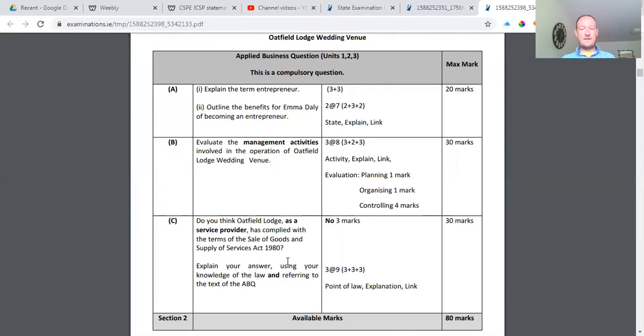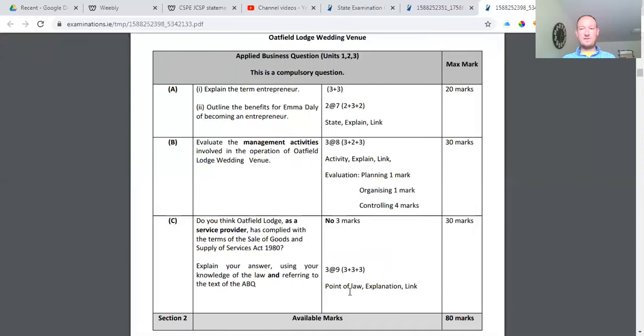So here, because it says, do you think, that's a type of question, so you can be aware what type of question is being asked. So 3 9s are 27, and that's broken down with state, the point of law. So for example, you might have fit for purpose. Just that on its own would be your state.